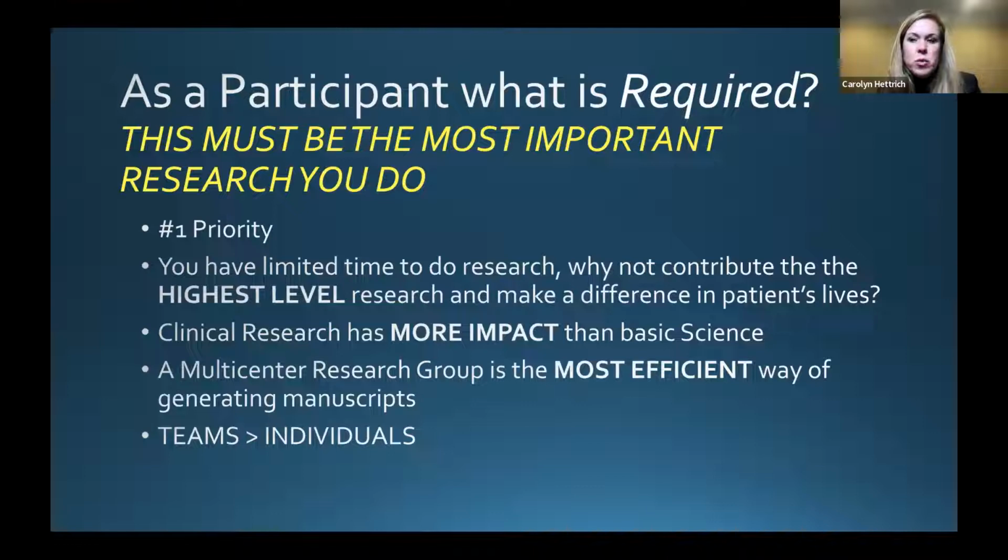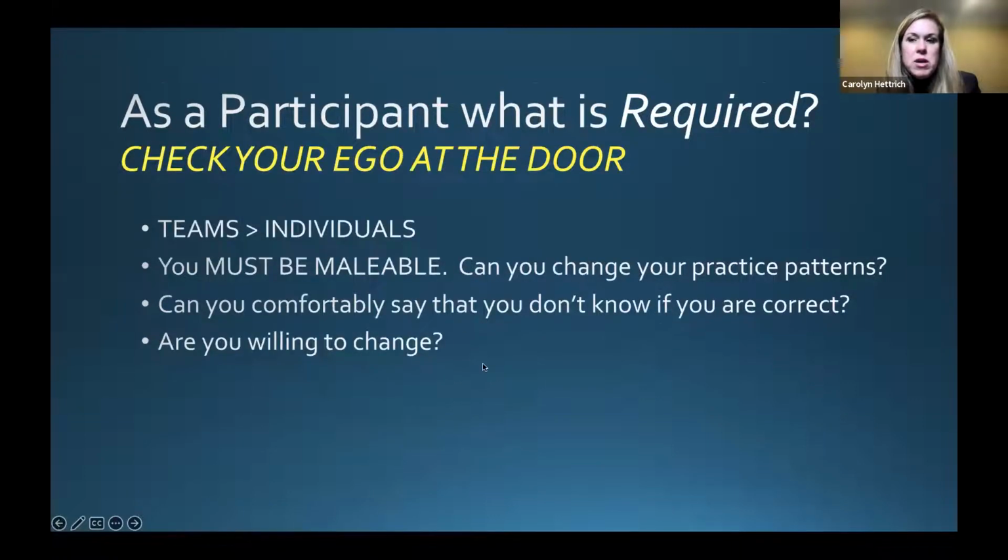Clinical research can have more and faster impact than basic science. And a multi-center research group is the most efficient way at generating manuscripts. And again, you have to look at this as teams over individuals. You have to check your ego at the door. You have to be malleable.